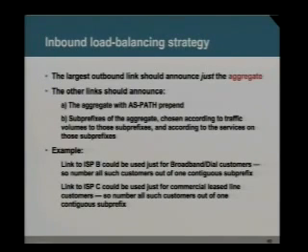Okay. Inbound load balancing strategy. The largest outbound link should announce just the aggregate. Just send the aggregate out, the biggest pipes. The 8 meg circuit, aggregate out, default in. Easy configuration. The other link should announce the aggregate with an AS path prepend. The size of the prepend depends on what the topology is. So it could be a one-time prepend, two-time prepend, whatever. Announce sub-prefixes of the aggregate chosen according to traffic volumes to those sub-prefixes.